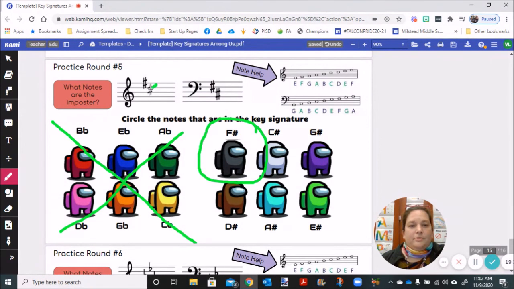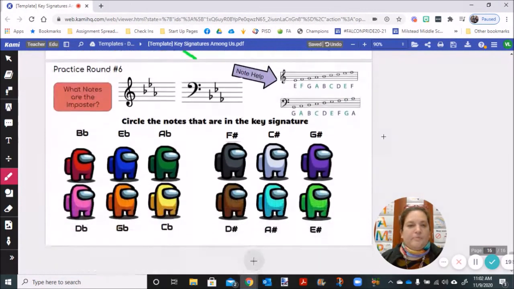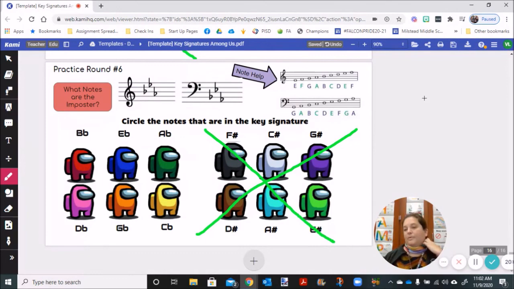Next symbol, this one in the treble clef, this one in the bass clef. 3rd space treble clef, 2nd space bass clef. Which letter name lives there? C sharp. 2 sharps in our key signature, 2 imposters, F sharp and C sharp. Last practice round, we have flats in our key signature. So take your drawing tool, cross out all of the sharp imposters.